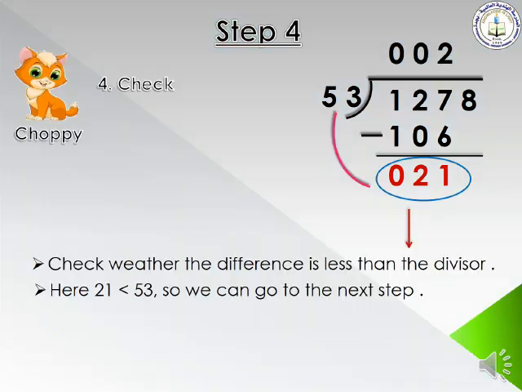Very important role for our Choppy in this long division, because Choppy is doing the check. That is step 4. Whenever you get the difference, you must check whether the difference is smaller than the divisor. Because if it is not smaller, you must divide a larger number in the previous step. Here 21 is less than 53. This 21 is smaller than 53, so we can go to the next step.